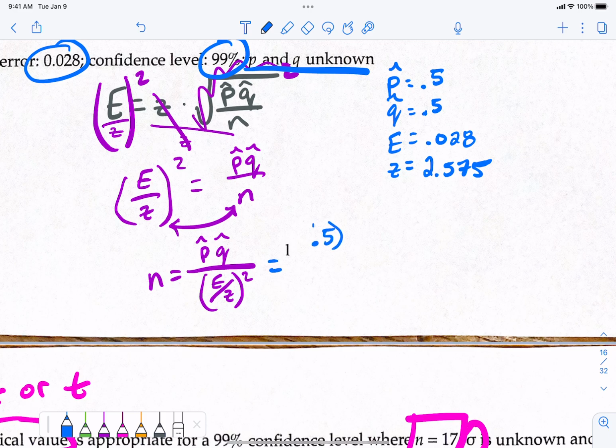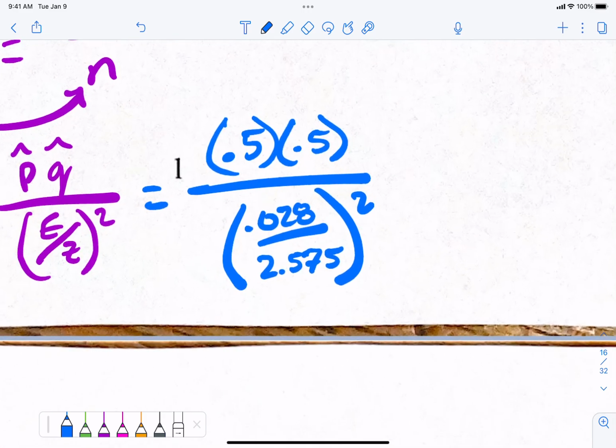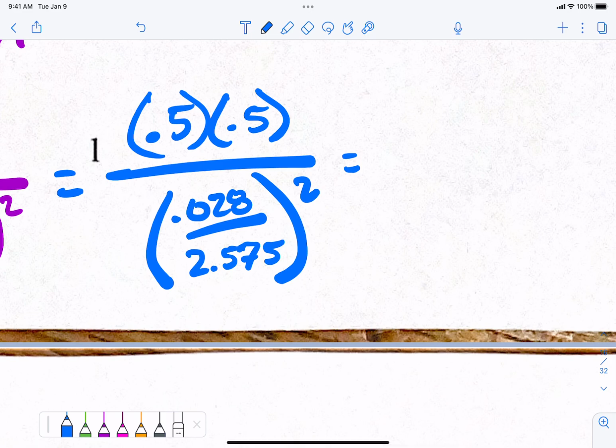Practice typing this into your calculator to see what you get. 0.5 times 0.5 over 0.028 over 2.575. Make sure you use parentheses correctly. Square that, see what you get. N again is our sample size, so this should be maybe 100 or 1,000, however many.